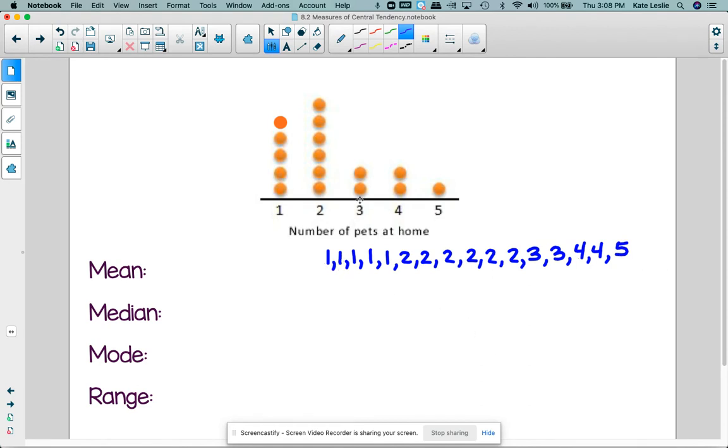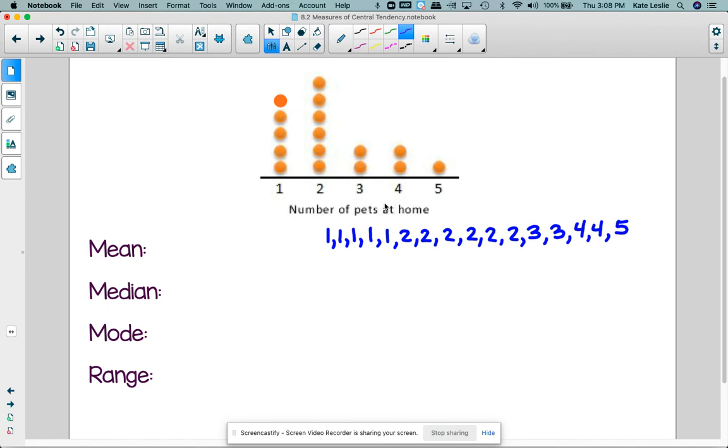I think it looks a lot nicer and neater here and nice and organized in our dot plot. But if you were to actually list out the numbers, this is what it would look like. So essentially, this is what we've been doing to find the measures of central tendency. I'm going to show you some tips and tricks on how we can actually find some of these a little bit easier using a dot plot. We kind of like it when it's already organized for us. So I'm going to go ahead and find the 2 most obvious ones.